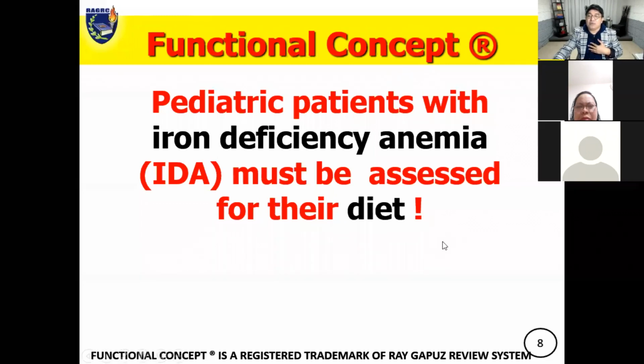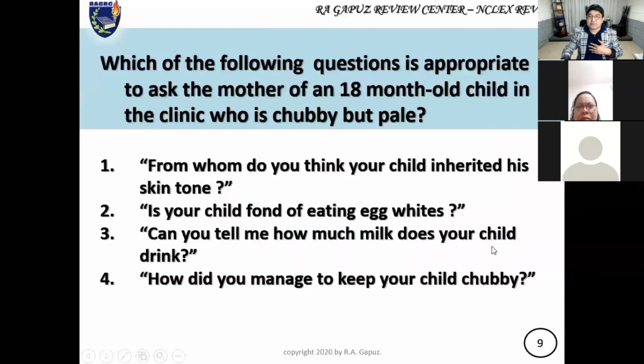Okay, so let's move on and figure things out. So here's a question. Which of the following questions is appropriate to ask the mother of an 18-month-old child? Remember, after 1 year old or 12 months, the maximum milk intake should be 4 cups per day. So you have here a child who is chubby but pale. Again, this is very syndromic. You don't have iron deficiency anemia in the question, but this syndrome is telling you that the child is having iron deficiency anemia. Is it 1? From whom do you think your child inherited his skin tone? Is that appropriate to ask about an inherited skin tone?